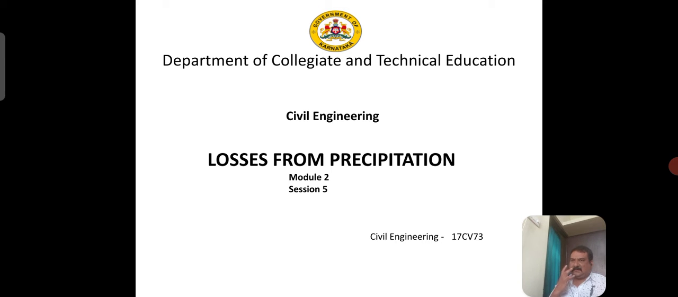we have to see the previous session, that is, use of empirical formula to estimate the evaporation, Meyer's formula, Rohwer's formula, methods to control evaporation from lakes, evapotranspiration, potential evapotranspiration, actual evapotranspiration, factors affecting evapotranspiration, and determination of evapotranspiration by direct measurement method and by using empirical formula.